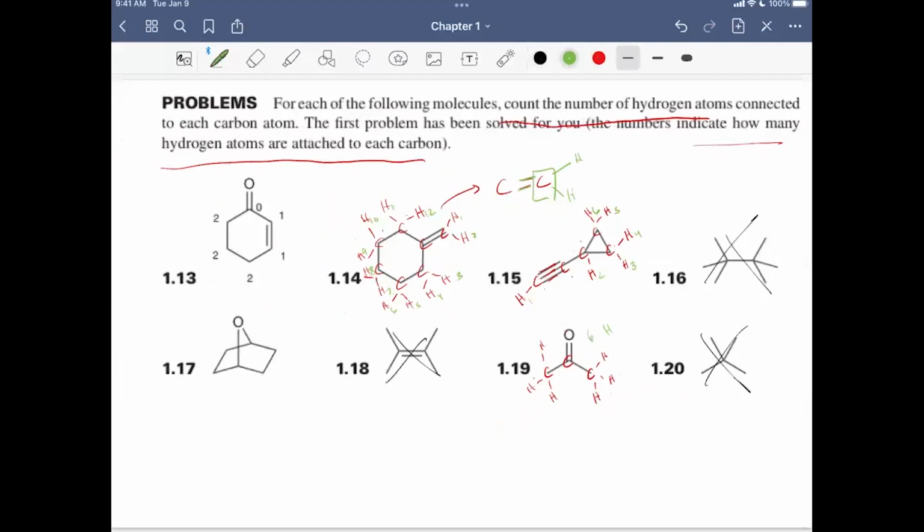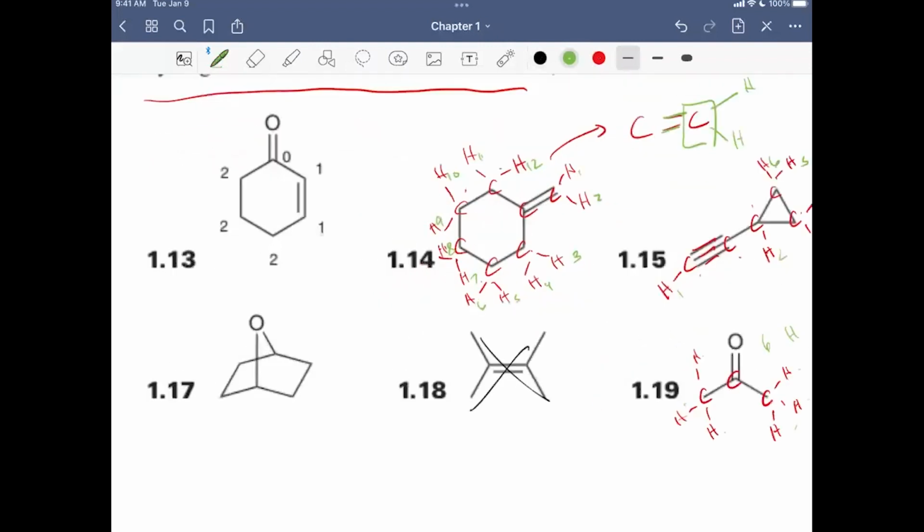Again, just keep track of how many bonds they should have for these carbons. And when you get into more complex structures with oxygens and carbons and hydrogens and nitrogens and halogens, it's really important to understand how many valence electrons and how many bonds all of these should have.